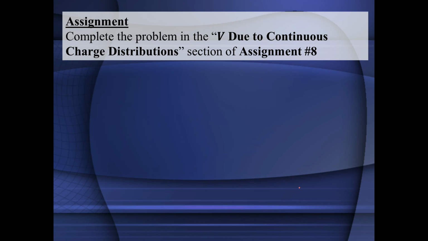All right, so that's it for this lesson. So you can go ahead and complete the questions in assignment number 8 on electric potential due to continuous charge distributions. And then in the next lesson, we're going to look at the electric potential due to a disk of charge, which is actually something we didn't look at, disks at all, with the electric field continuous charge distributions. And I'll talk to you then.